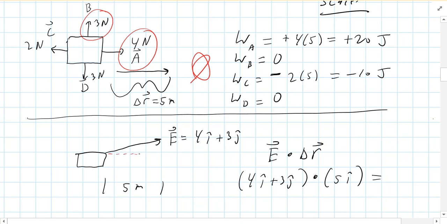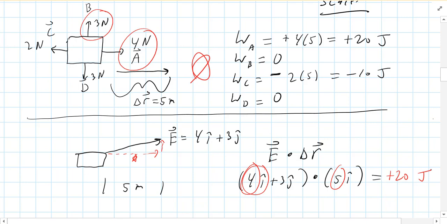You've got 2 components of this vector, one pointing to the right and one pointing up. Only the component pointing right is going to do any work. That's your 4i. So what you're doing is you're taking 4 times 5, and you're going to get positive 20. And if this were newtons and meters, this would be joules. In other words, you ignore the 3 in this case.